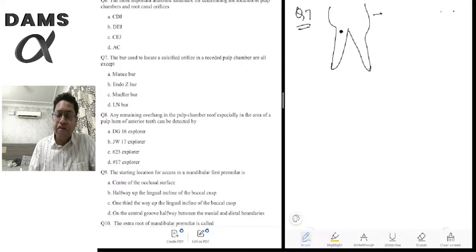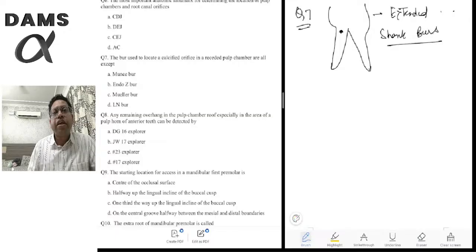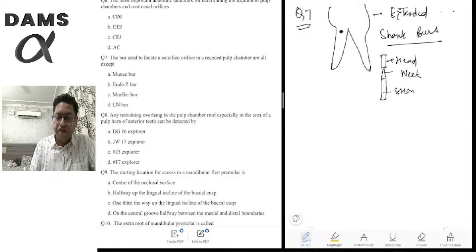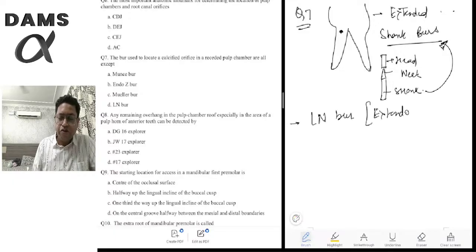We normally use extended shank burrs for locating and opening the orifices which are situated deep inside the pulp chamber. If you remember, a burr has got three parts: the head of the burr, the neck of the burr, and the shank of the burr. So, for discovery of the location of deep-seated root canal orifices in calcified pulp chambers, we use extended shank burrs. Examples of extended shank burrs are Allen burr, that is also called extendo burr.